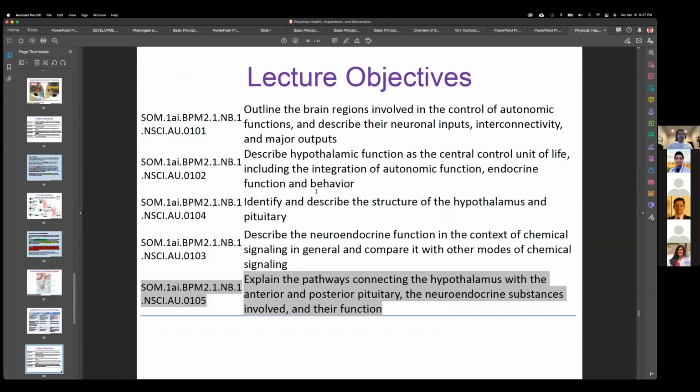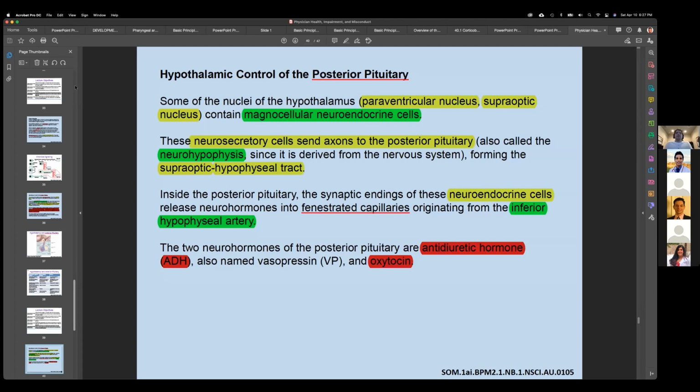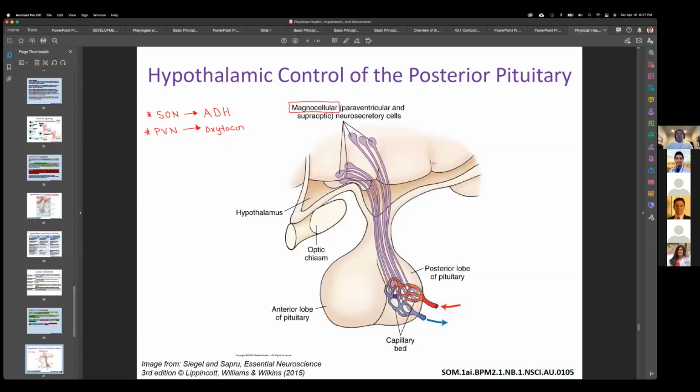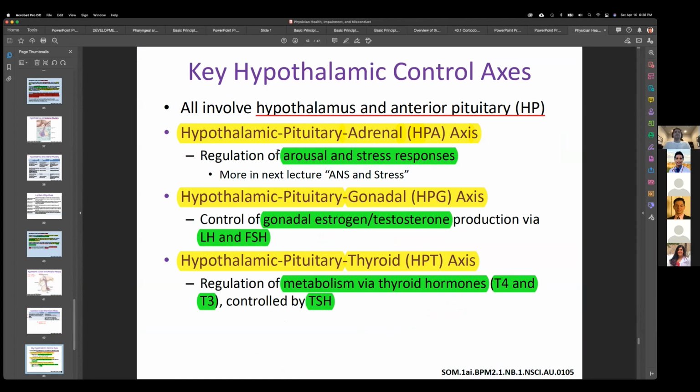Yeah, more definitions. Got a star, so it must mean something. So magnocellular, right? SADPOX was the mnemonic for these. Supraoptic nucleus does ADH, paraventricular nucleus does oxytocin. So that would be good to know or to remember from endocrine. I think the next one's about stress. So this should all be review for you guys pretty much, right?